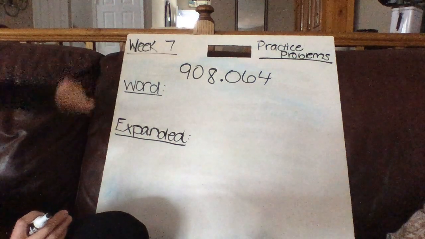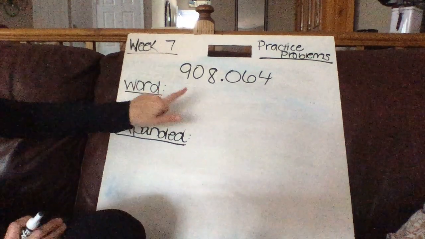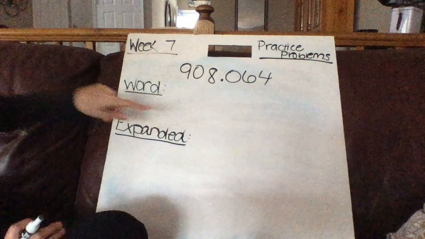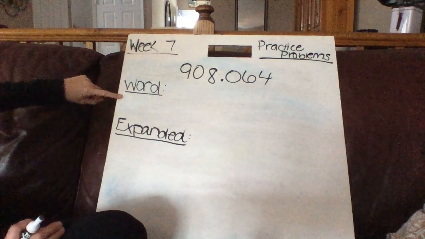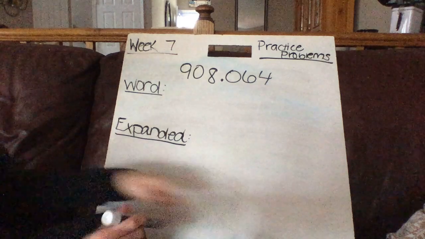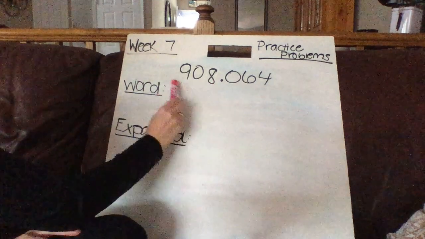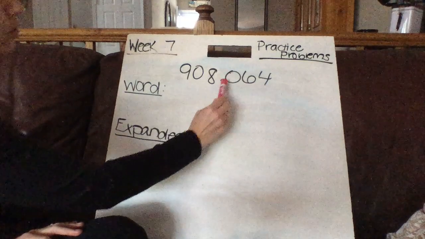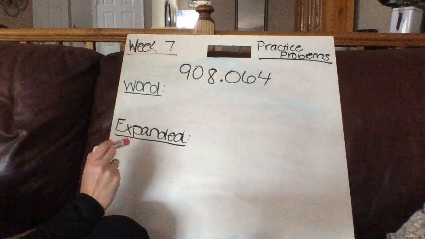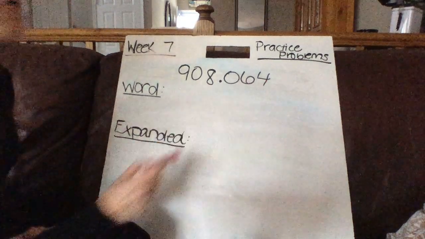Okay, the next skill we're going to go over is writing some decimals into word and expanded form. So for this number here, the way we say the number is exactly how we write the number in word form. So if I wanted to say this number, I'm going to say 908, just 908. And then when we get to the decimal point, that means we say and. So 908 and 64 thousandths.